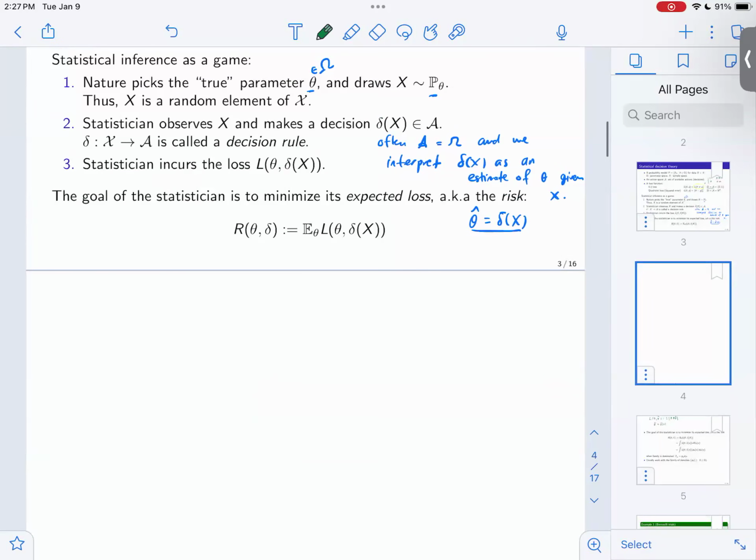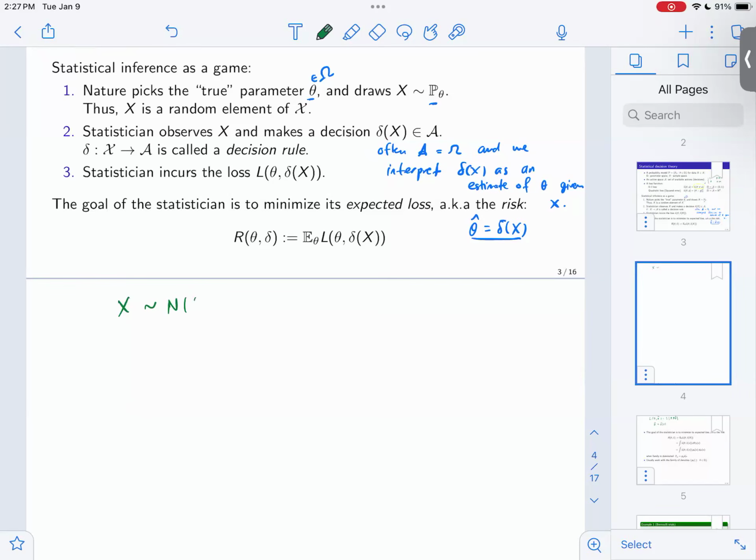So the simplest case is, for example, where the model would be simpler than X. We will have an example shortly. Let's say X is normal with mean theta and variance 1, for example. If nature picks theta, then draws X from this, and based on X, you want to guess what theta is.